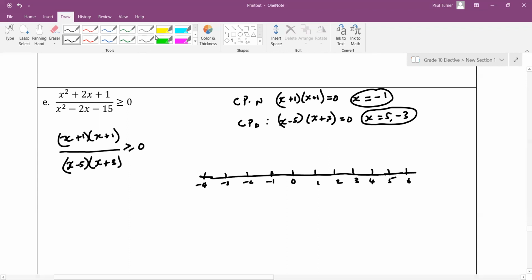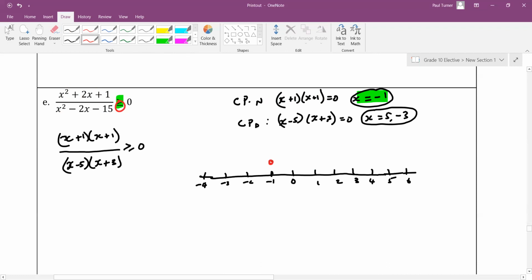Now look at your question. It says equals 0, which means in your numerator, we can have x equals -1 as a solution. If you put -1 in here, you're going to get 0 for this on the left here. So we can include -1 in the answer because of this equal sign here.